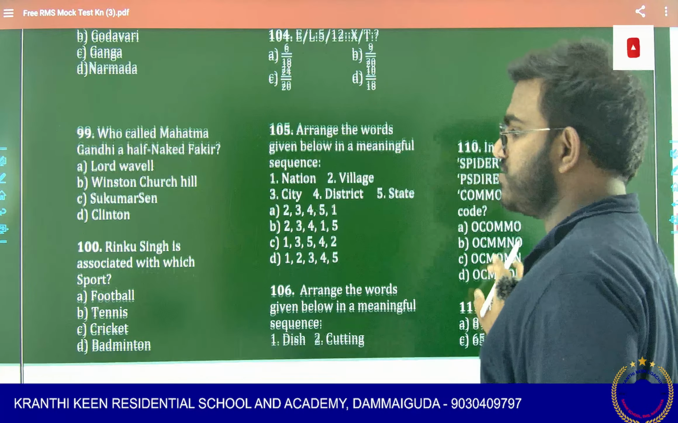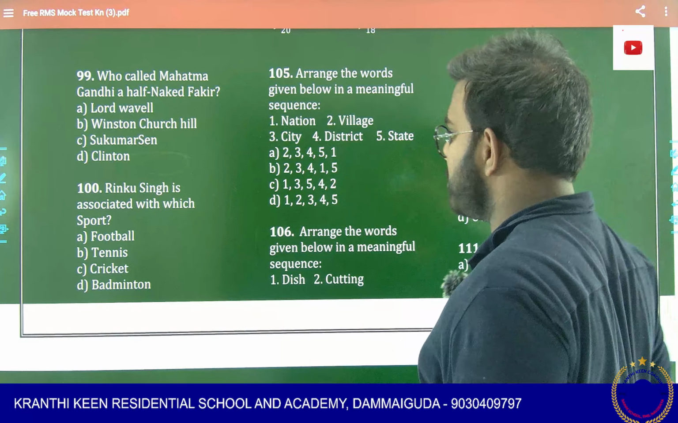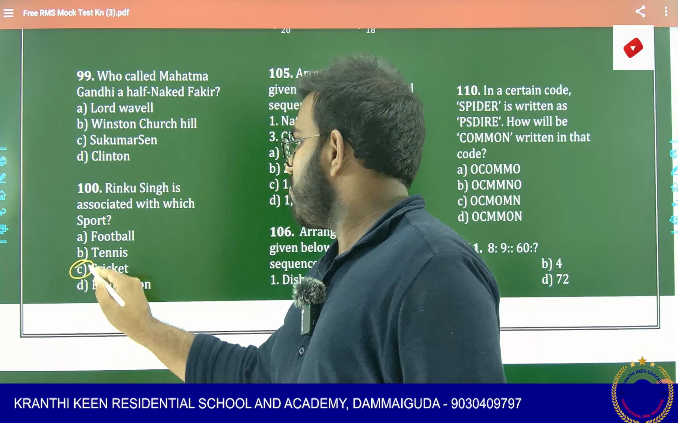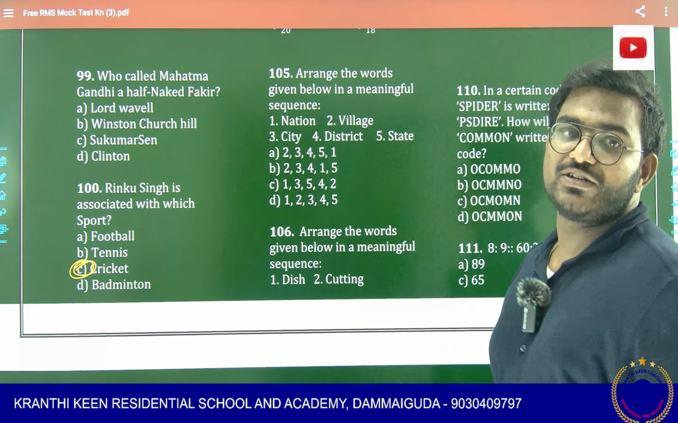Rinku Singh is associated with which sport? Rinku Singh is associated with cricket. He is the left-handed batsman of India. Okay, this is for today.